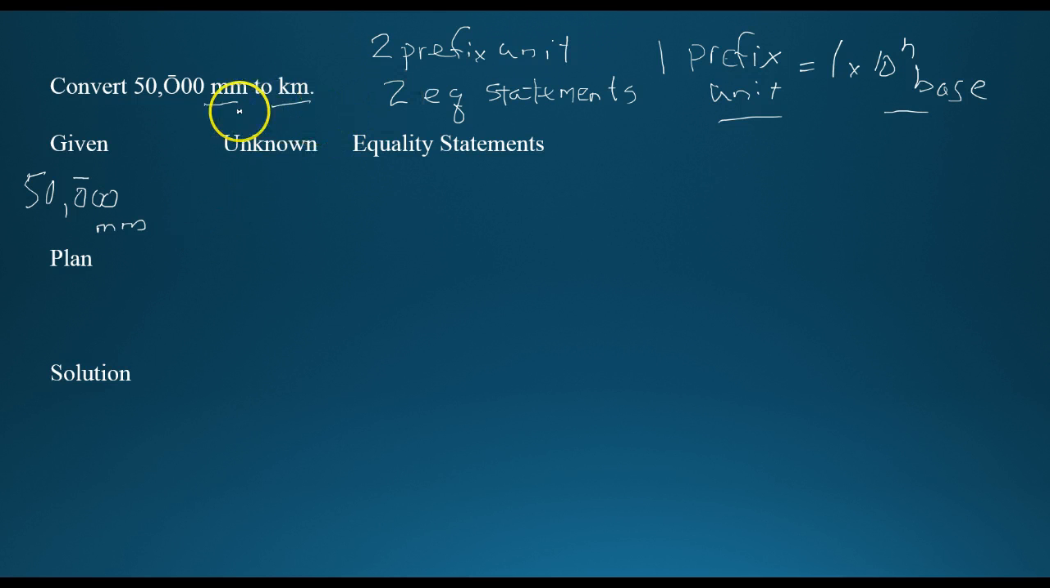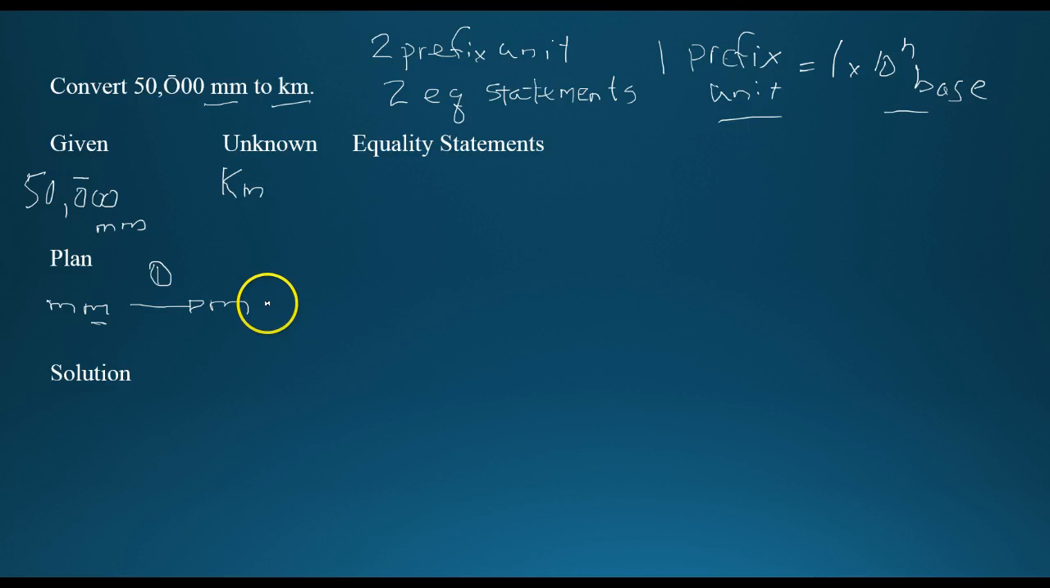Now when I have two prefix units, I know I'm going to have a plan. So I'm going to start with the plan, and we can actually put in the unknown, which is kilometers. Before I do my equality statements, I want to do my plan. So I'm going to start with millimeters. And my base unit in this case is meters. So I'm going to take millimeters and convert that to meters. Remember, it's always either a prefix unit to a base unit or a base unit to a prefix unit, because that's what's in your equality statements. So that's the first part of my plan, millimeters to meters.